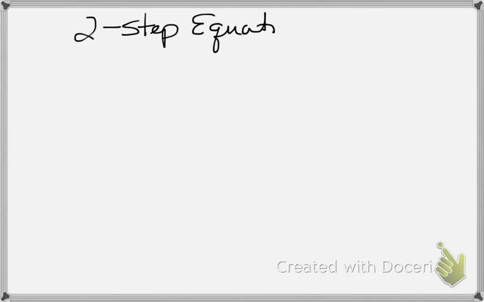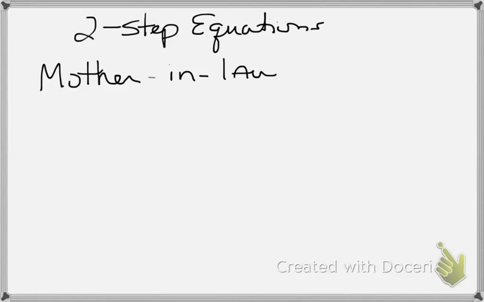Alright, and now we move on to what's called two-step equations. Okay, 8th graders, you know what I'm going to talk about if you had me last year in grade 7. Here's your lesson plan. I do two-step equations by teaching a little story again called the mother-in-law story. Kind of a little comical spin on two-step equations. Let me talk about how the mother-in-law story works.